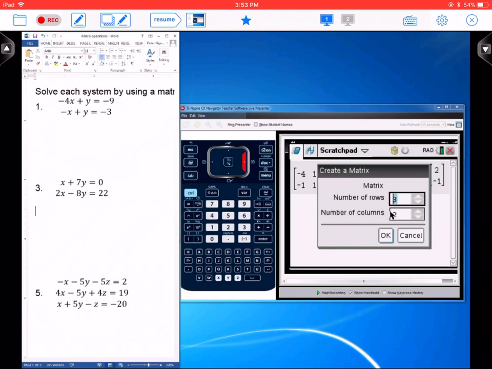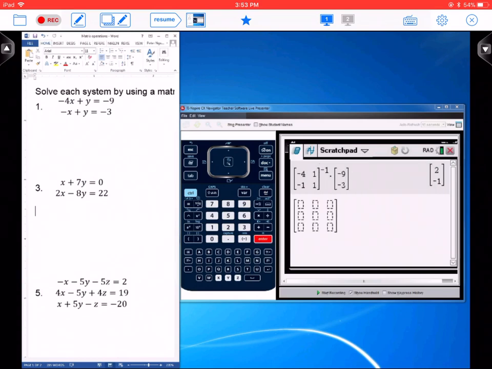okay, go down to the columns, right? Columns is how many variables? Well, there's a column of x's, column of y's, column of z's, so there's 3 of them, so make 3 columns. Hit OK. Now I'm going to make a 3 by 3. So again, write the coefficients, the numbers in front of the variables. So -x, so here's the first problem. It's just -1, -5, -5, right?